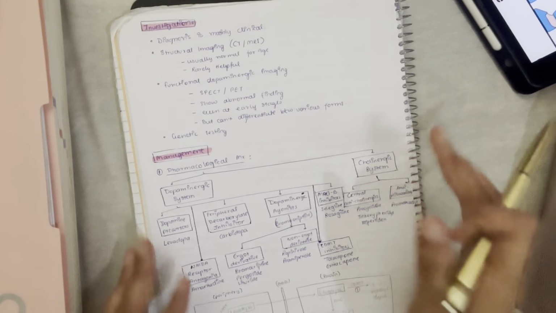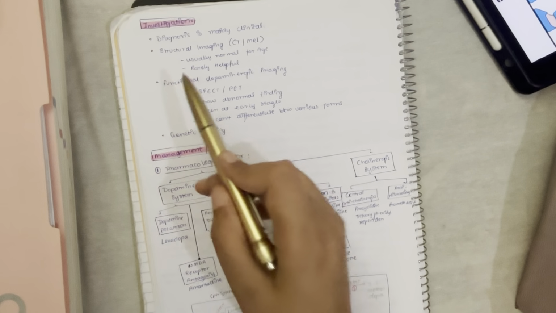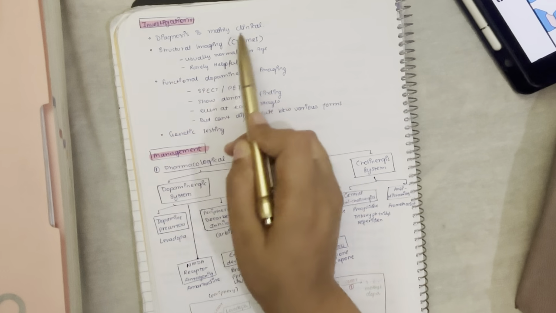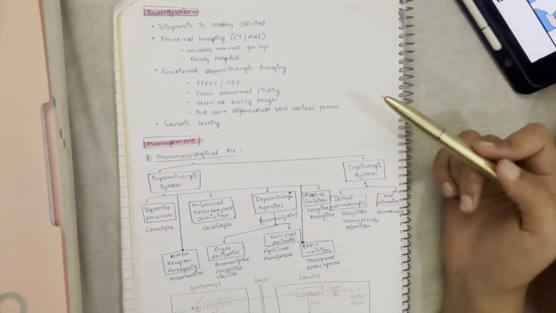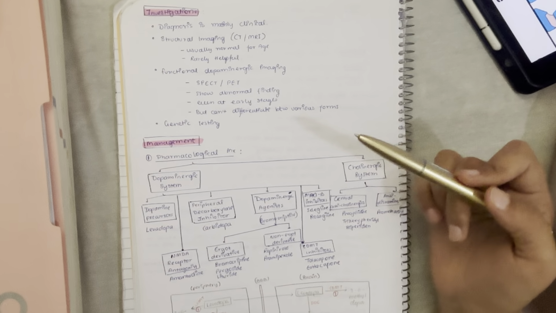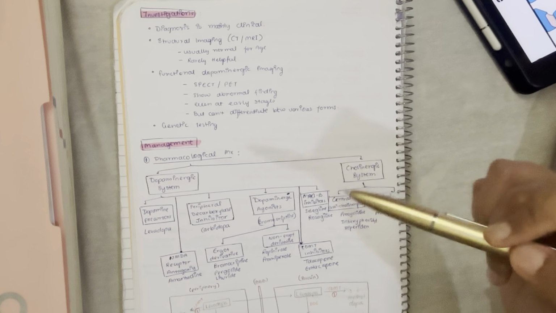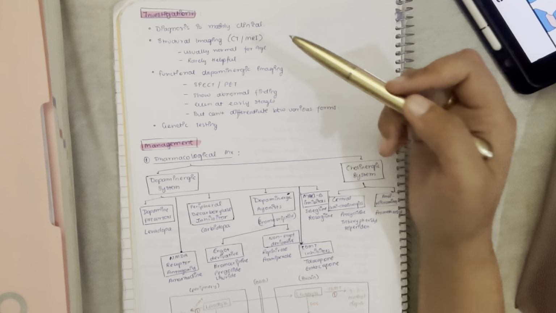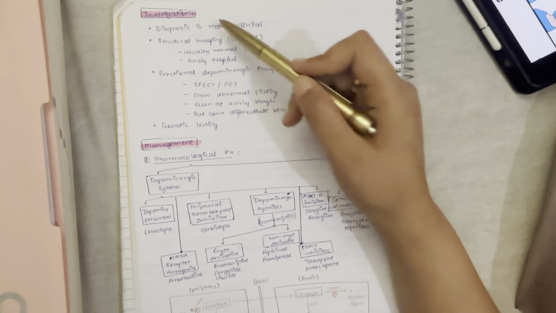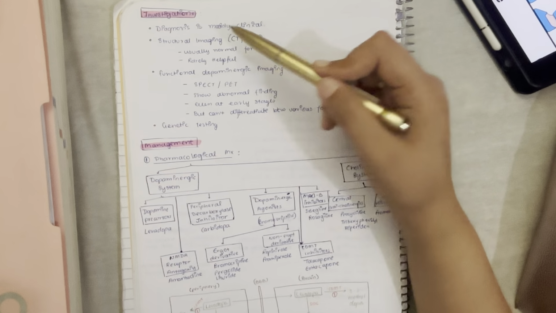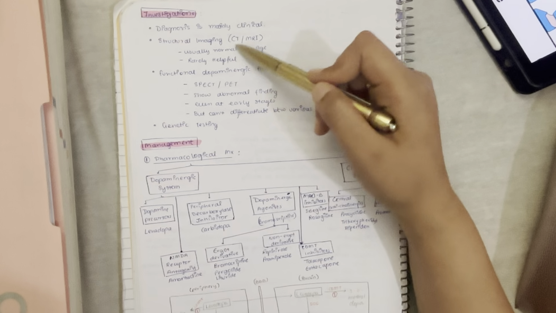Now coming to the investigations. The diagnosis is basically mainly clinical. Like I earlier mentioned, as soon as the patient walks into your OPD, you will observe the gait, you will observe the facial features, you will look for certain signs, and the patient will be complaining of certain symptoms. So all this will give you a holistic view, and you will most likely be able to diagnose it clinically itself. However, if required to perform certain investigations, we can perform structural imaging, that is CT or MRI.